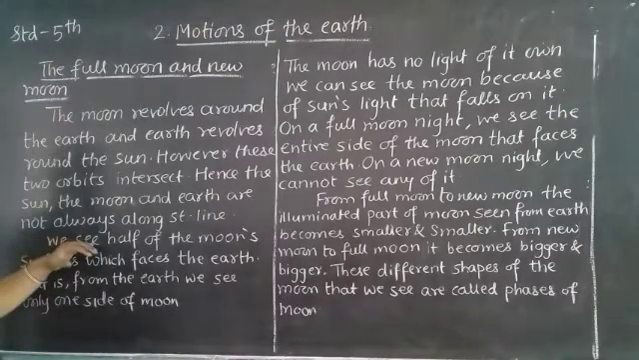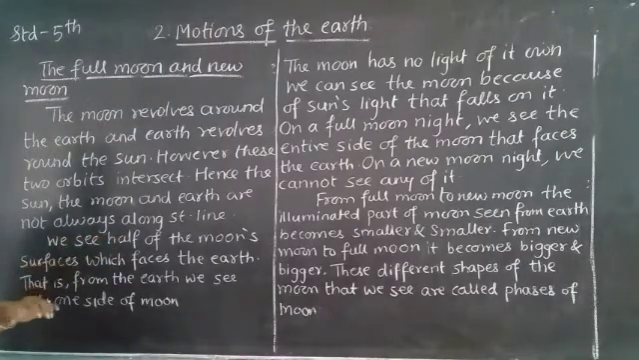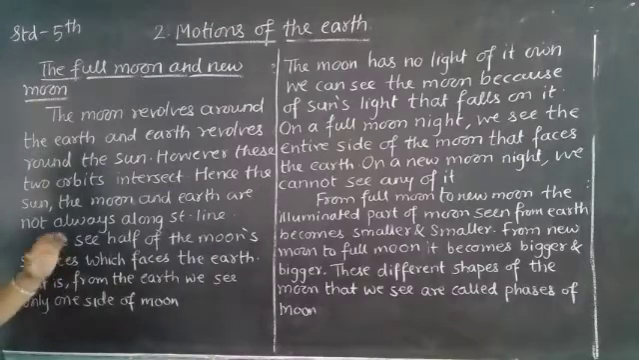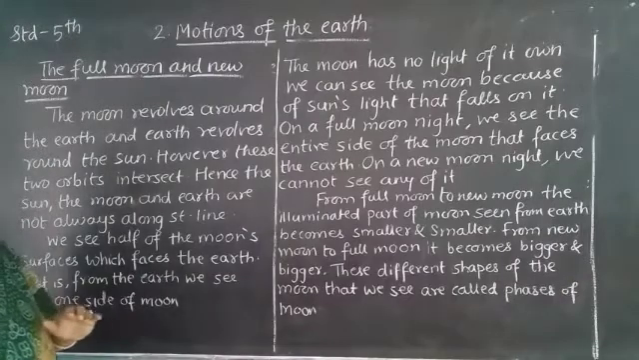We see half of the moon's surface, which faces the earth. We see only one side of the moon. Why do we see one side of the moon from the earth? Because only half of the moon's surface faces the earth.